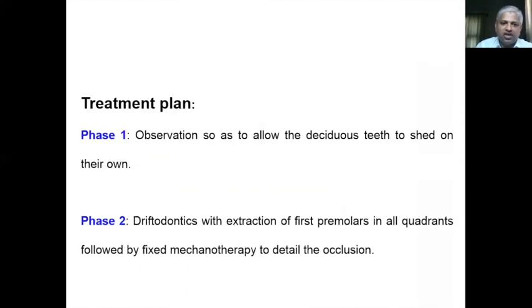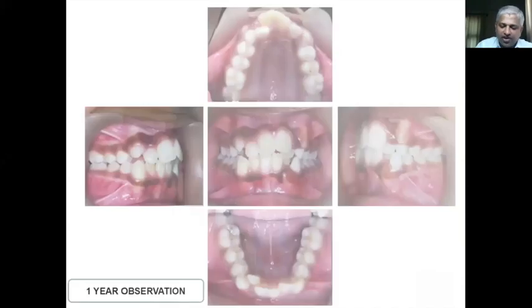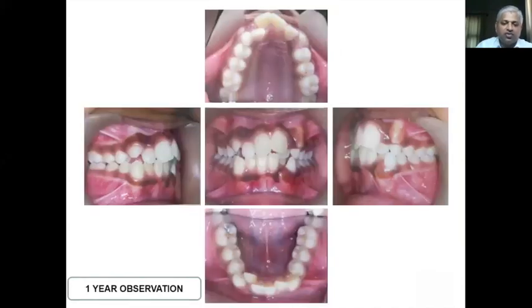So what's the treatment plan? Phase 1, observe so as to allow the deciduous teeth to shed on their own. Phase 2, drift orthodontics with extraction of first premolars in all quadrants, followed by fixed mechanotherapy to detail the occlusion. She was kept under observation. We know that she has not yet attained puberty. A lot of growth is left, and the teeth have to shed. So we allowed a natural phenomenon where natural shedding of the teeth can take place instead of us intervening at this point of time.